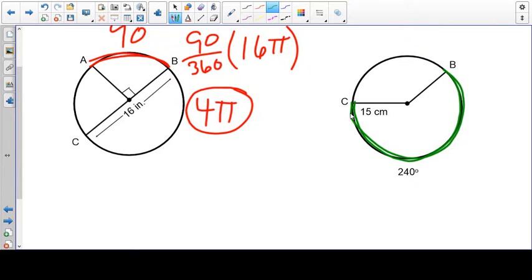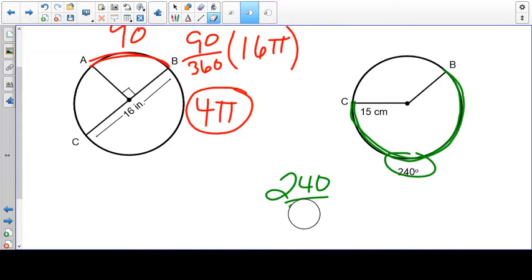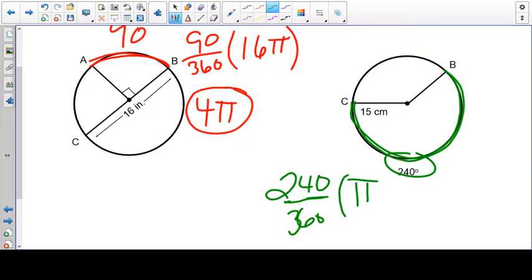So in this case, it's already given to me as the degree. I don't have to change it. I don't have to try and figure out what it is. So I'm going to have 240 divided by 90, or excuse me, divided by 360. My apologies, I looked at 90 and said 90. Over 360 times pi times our diameter. Our radius here is 15, because it's telling me it's 15 here. 15 times 2 would give me 30.